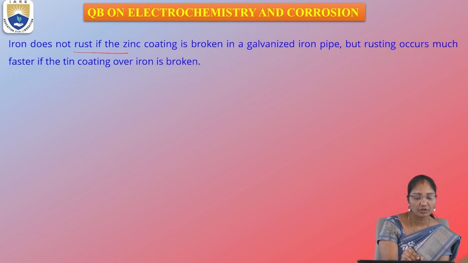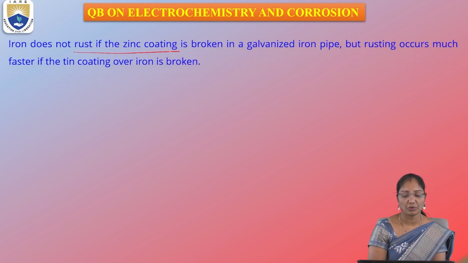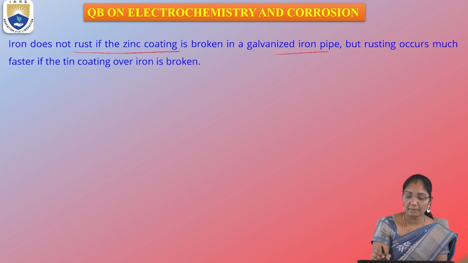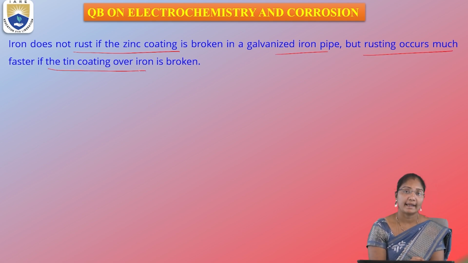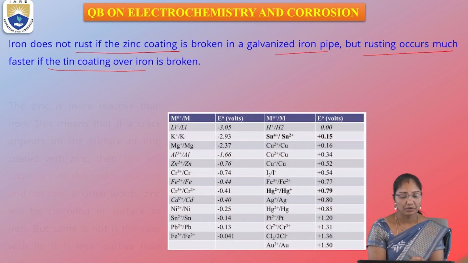Here the iron does not rust if the zinc coating is broken in a galvanized iron pipe, but rusting occurs much faster if the tin coating over iron is broken. Here we have to justify.